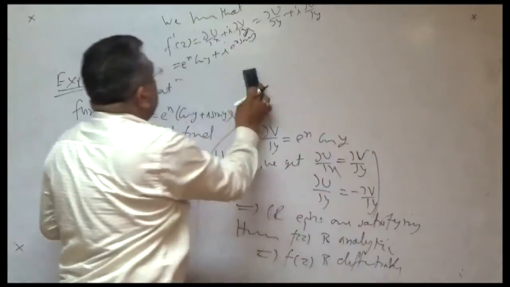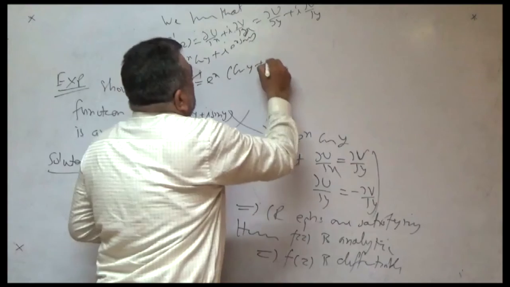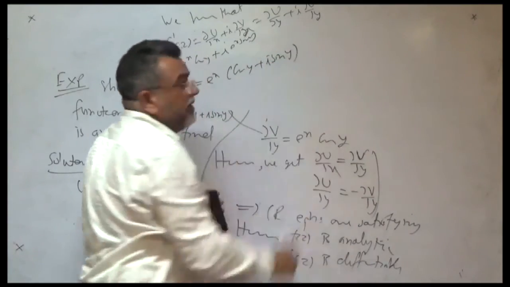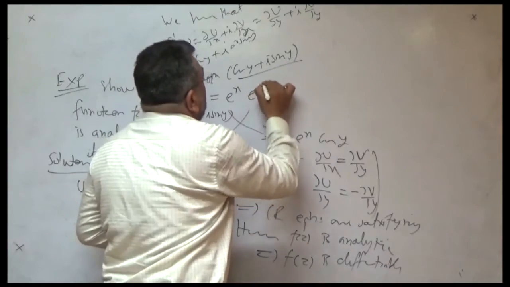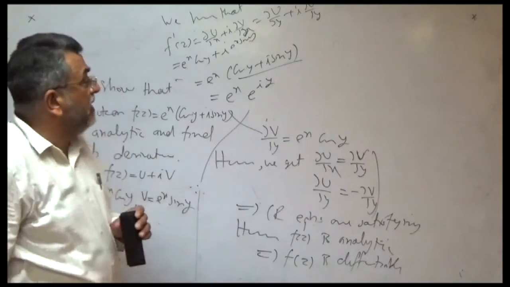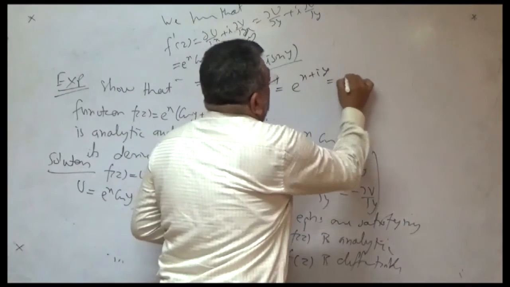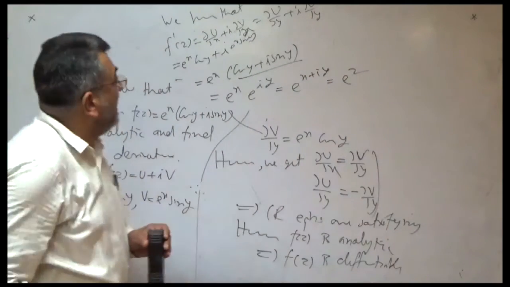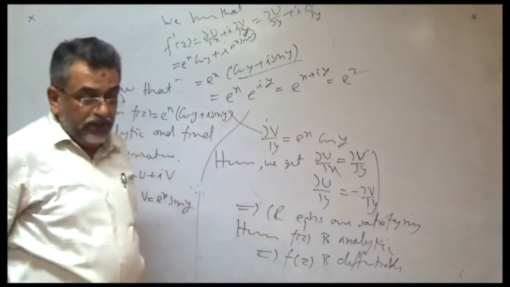Substitute the values of the partial derivatives and take e^x as common, we get e^x (cos y + i sin y). By Euler's theorem, it can be written as e to the power iy, powers adding, then e to the power x plus iy, which means e to the power z. This is the derivative of the function, that is the answer of the second part of the question.